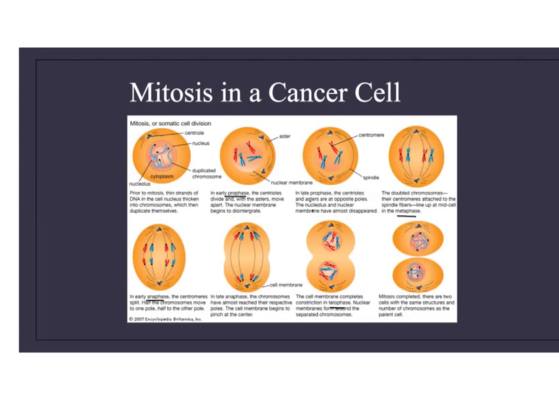The fourth phase is telophase. The chromosomes spread out into a tangle of chromatin. A nuclear envelope reforms around each cluster of chromosomes. Spindle fibers break apart and a nucleolus becomes visible in each daughter nucleus.